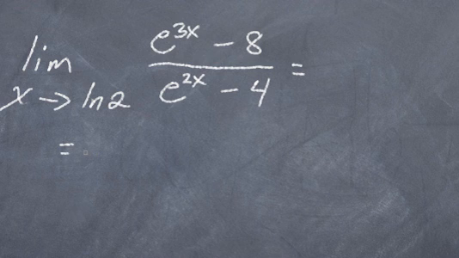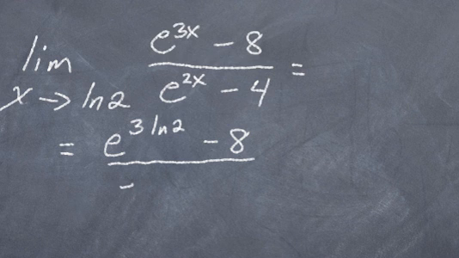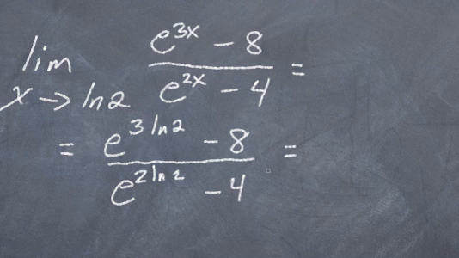So I'll just rewrite that right here. So put a little equal sign. I'm going to throw the natural log of 2 right in where this x is. And then do the same thing down here in the denominator.